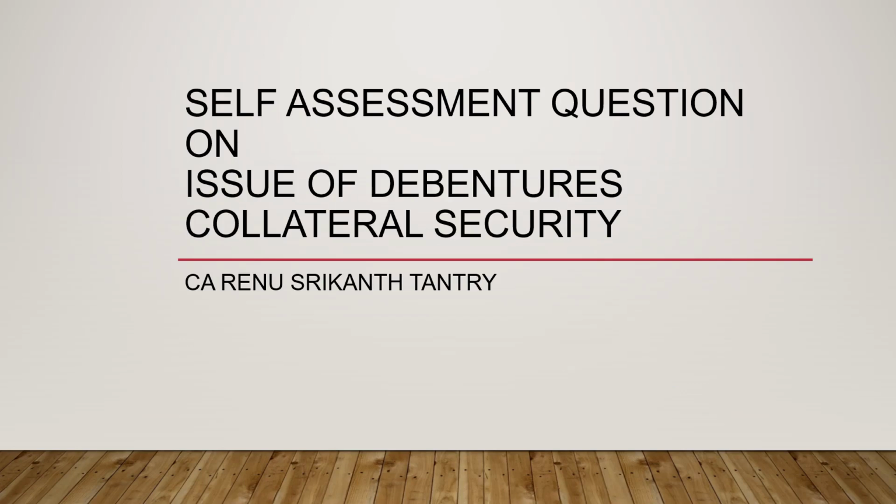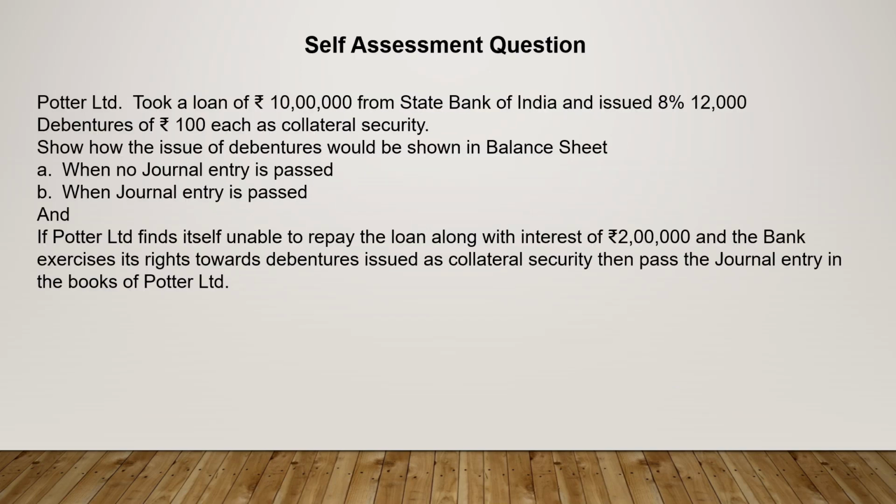Here is a solution to our self-assessment question on issue of debentures as collateral security. The question that was posed to you was that there was a Porter Limited which had taken a loan of rupees 10 lakh from State Bank of India and they had issued 8% 12,000 debentures of 100 each. So 12,000 debentures of 100 each. The collateral given was for 12 lakh rupees. The loan taken was 10 lakh.